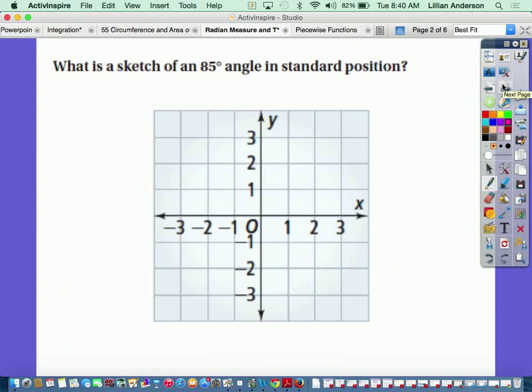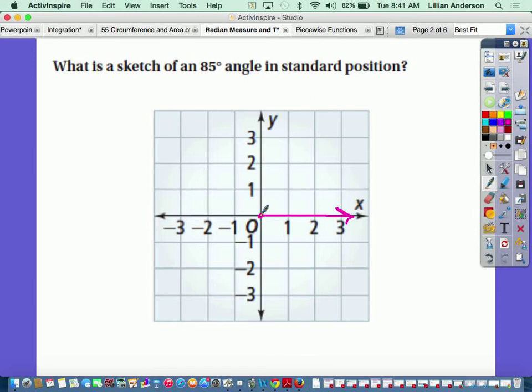So, what is the sketch of an 85-degree angle in standard position? Here's your x and y. You always need your initial side, which is located on the positive x-axis. The vertex is always at the origin. Is 85 degrees in my first, second, third, or fourth quadrant? First.